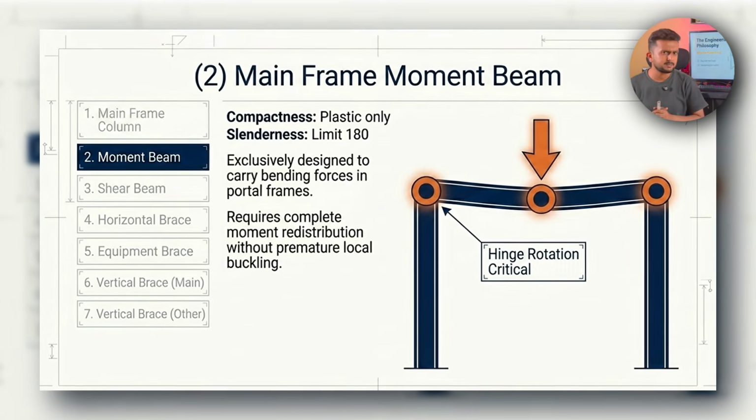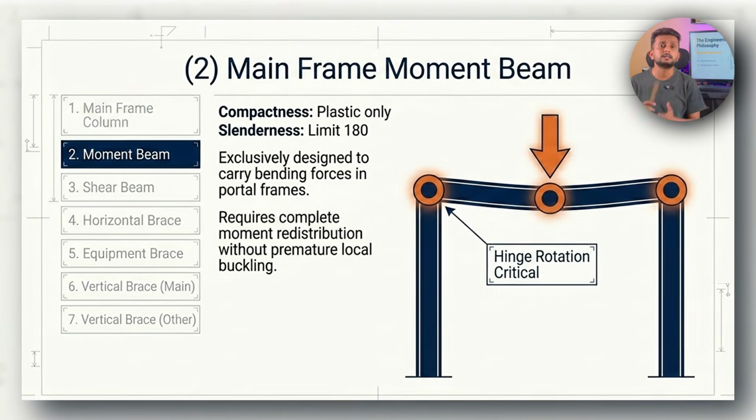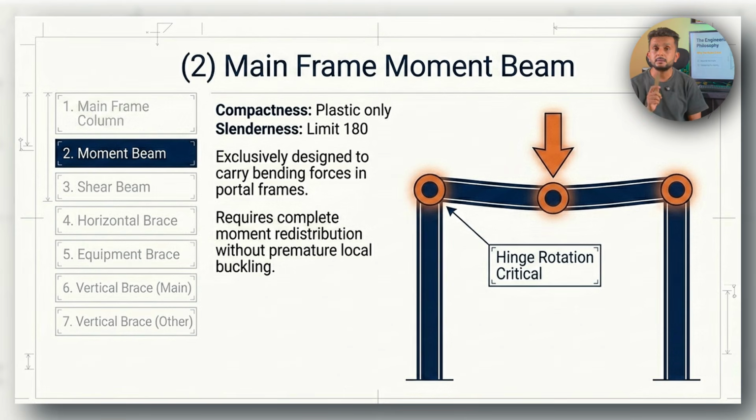Next, moment beams. It should be designed as plastic section where the slenderness limit is 180. See, these beams carry bending. They are specifically designed to form plastic hinges and redistribute moments in a portal frame. See, a semi-compact beam would buckle locally before reaching that hinge, and you will lose the entire moment redistribution that your design depends on. So again, it should be plastic section only.